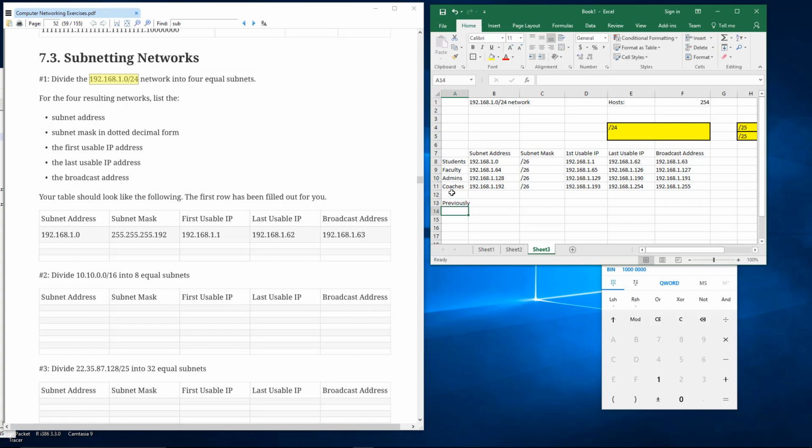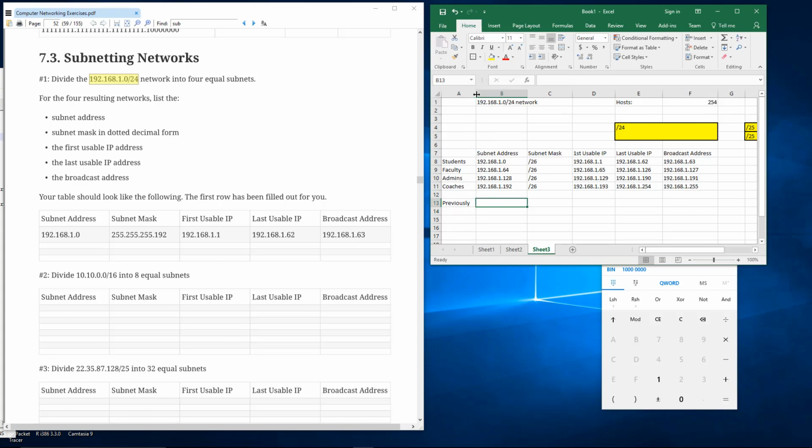Previously, what did we have? Before we subdivided anything, we had our subnet address 192.168.1.0. We were given the subnet mask of /24. What was the first usable IP address? Well, it's just the subnet address plus 1, 192.168.1.1. Okay, so far, the numbers I've highlighted, they all match. What was the last usable IP address here?